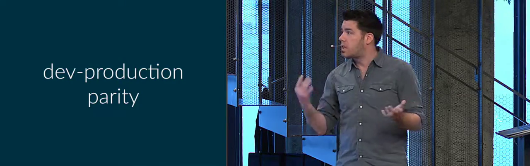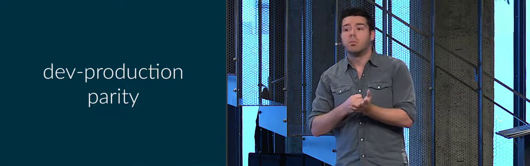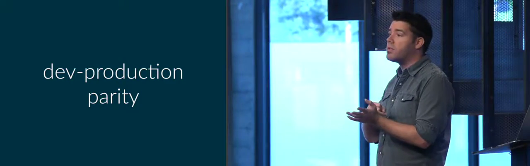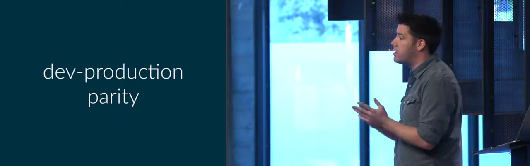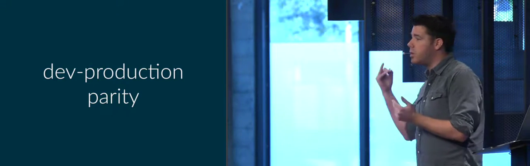So dev production parity is a problem. No one really knows how to do it very well in the Docker or container ecosystem. And then how do you test your images? That's the other problem I had.